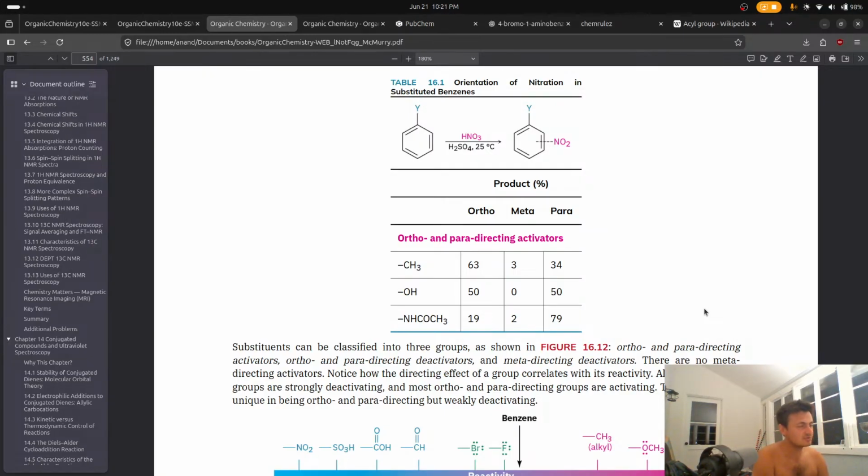Okay, substituents can be classified into three groups: ortho and para-directing activators, ortho and para-directing deactivators, and meta-directing deactivators. There are no meta-directing activators. Notice how the directing effect of a group correlates with its reactivity.